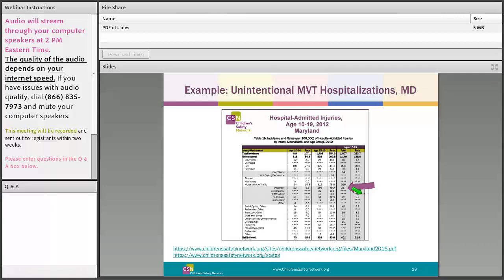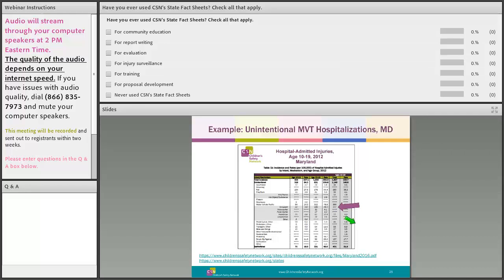But we also have a poll question, and we want to find out your familiarity or your use and how you might use these fact sheets by CSN.